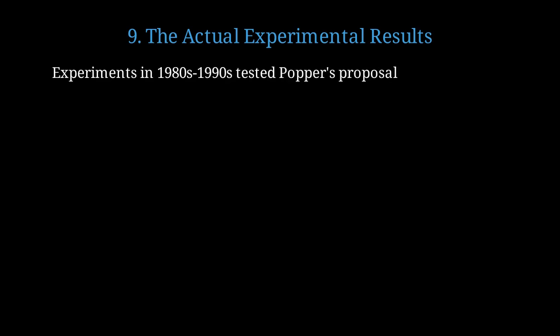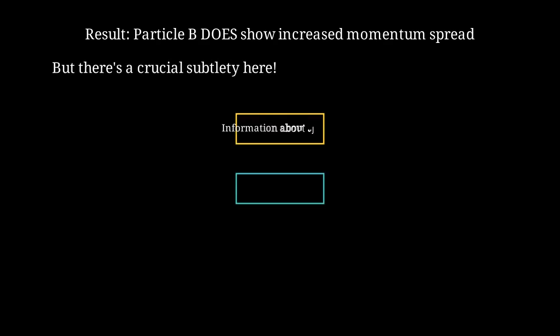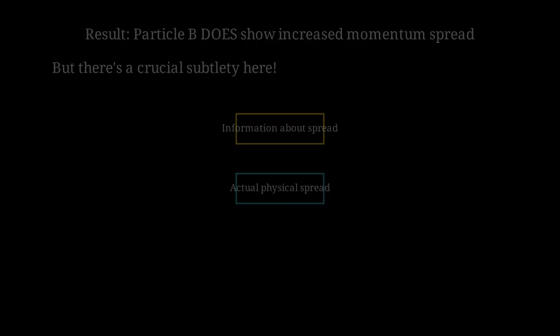What happened when physicists actually performed variations of this experiment? In the 1980s and 1990s, several groups performed experiments testing Popper's ideas. The experimental result showed that particle B does indeed show increased momentum spread. However, there's a crucial subtlety in interpreting these results. The debate shifted to distinguishing between information about spread versus actual physical spread in the system.